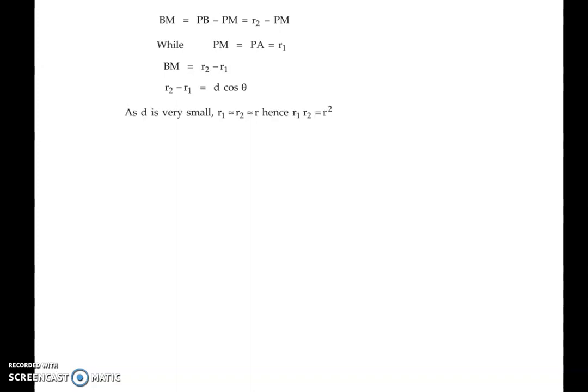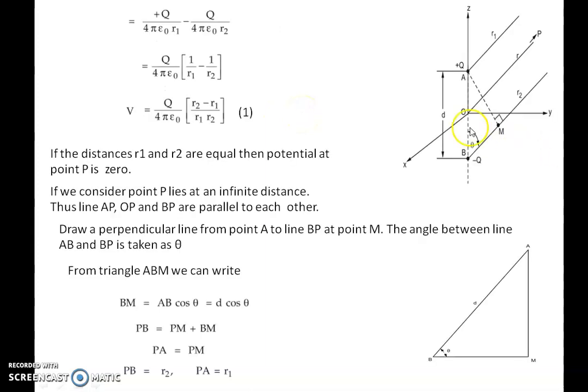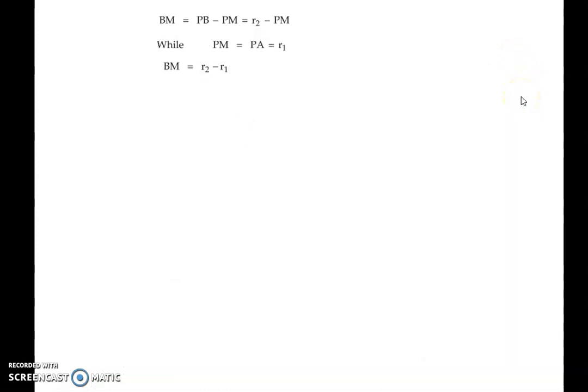By the definition of the electric dipole, we have to consider the distance between the two charges to be very small. So d should be very small. If this distance is very small, I can take R1 equal to R, which is equal to R2. So if the distance between these three points is very small, I can write R1 equal to R2 equal to R.